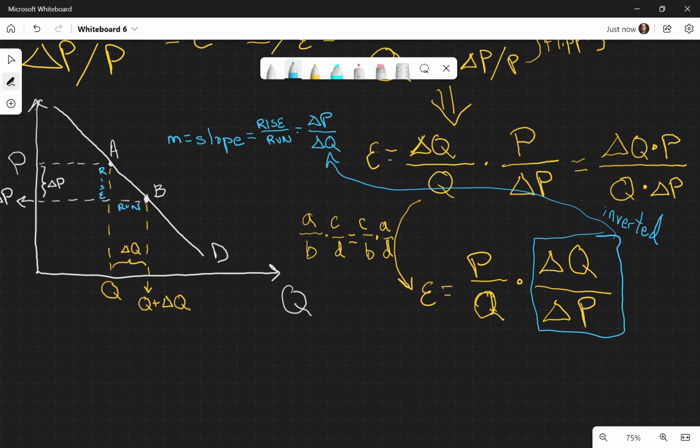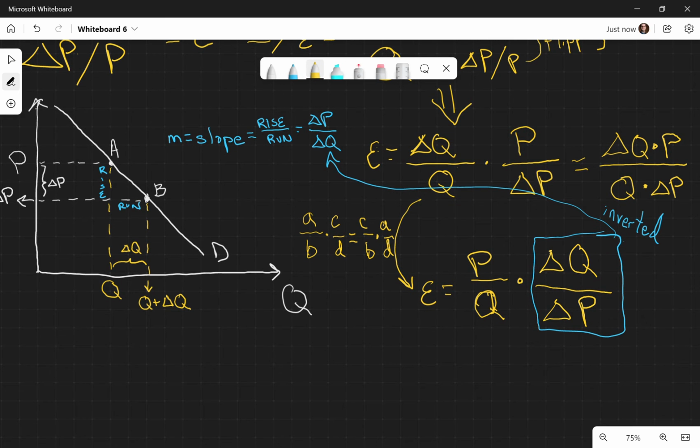So the last rewrite that we're going to do using that slope is that the elasticity is equal to the price over the quantity times 1 over the slope. We don't multiply it by the slope because the slope is delta P over delta Q, right? The slope is not delta Q over delta P. But as we know, the inverse of anything is where we just put the denominator on the numerator and the numerator on the denominator. And so this is what's called our point elasticity formula.